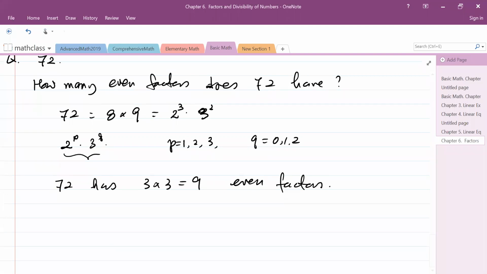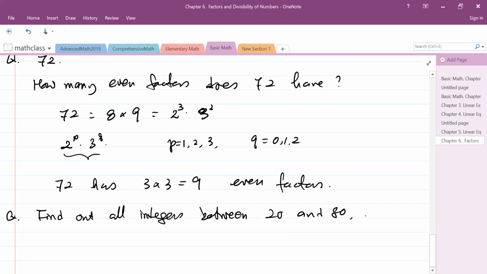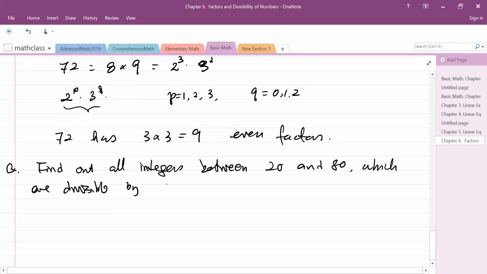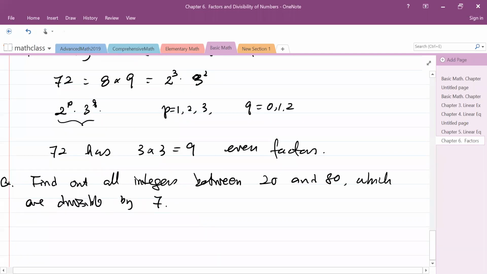So the next question is, we want to find all integers between 20 and 80 which are divisible by 7. That means a multiple of 7. Divisible by 7 and multiple of 7 are the same. 49 is one. Okay, the question is how many of them are there?